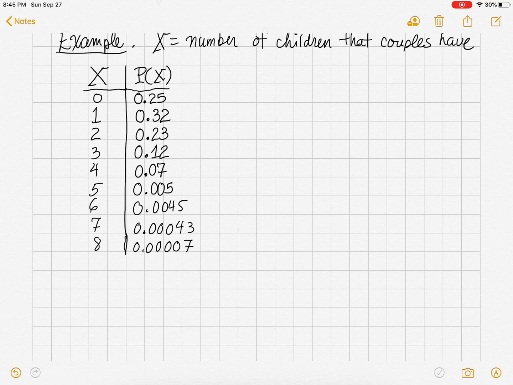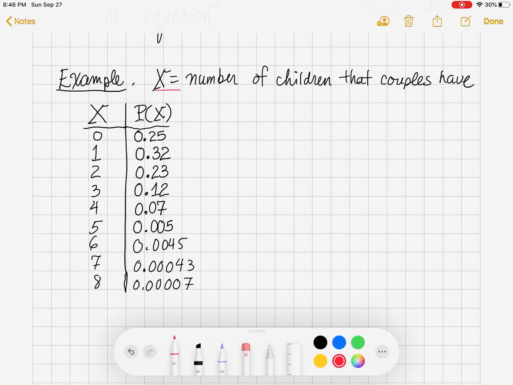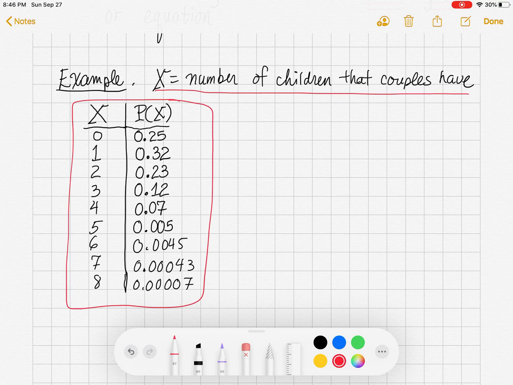Okay, so what do you notice here? First of all, X is our discrete random variable. It only takes on whole numbers, only counting numbers, 0 through 8. On the right-hand side, you have your probabilities. So this table here is our discrete probability distribution.